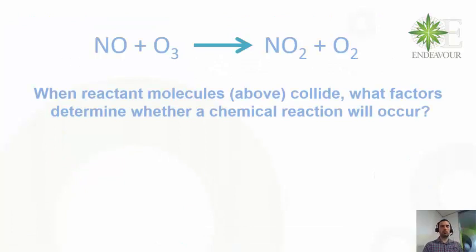Alright, so we've got a question to have a go at now. So when the reactant molecules above collide, so the reactants are on the left-hand side here, our NO and our O3, what factors determine whether a chemical reaction will occur? So we've discussed a few of these factors on the previous slide, so now would be a great time for you guys to have a go at putting this into practice. So pause the video and have a go at trying to work out what's going to impact on whether we have our reactants converted into products through this chemical reaction.